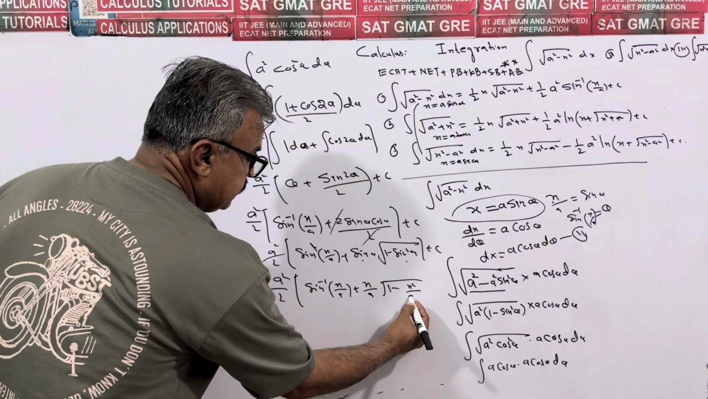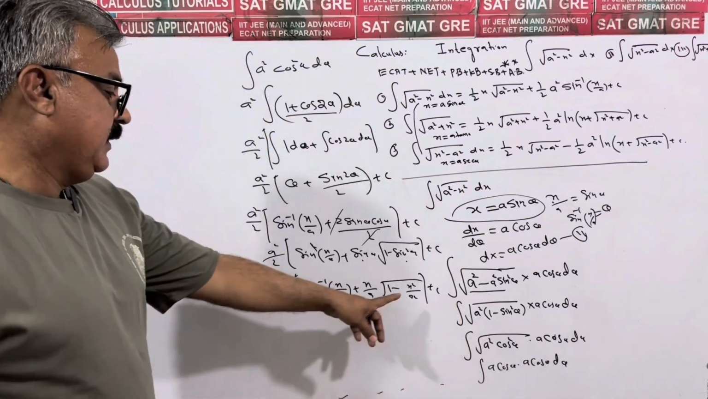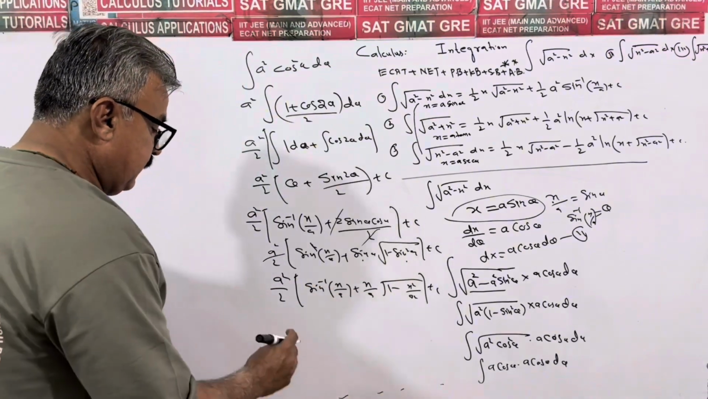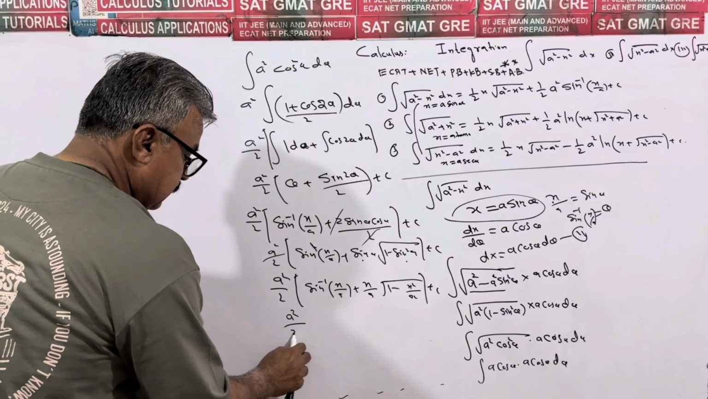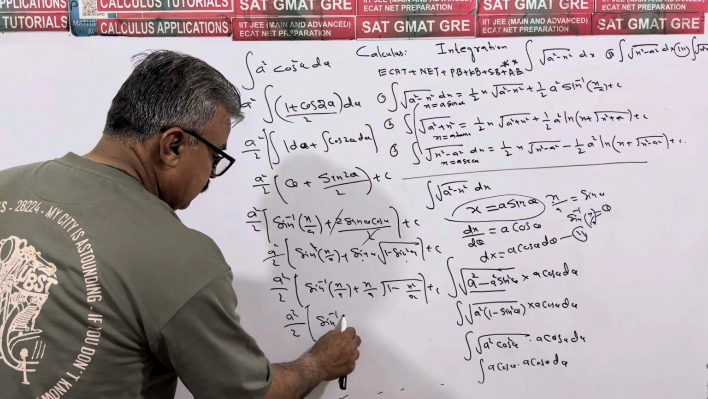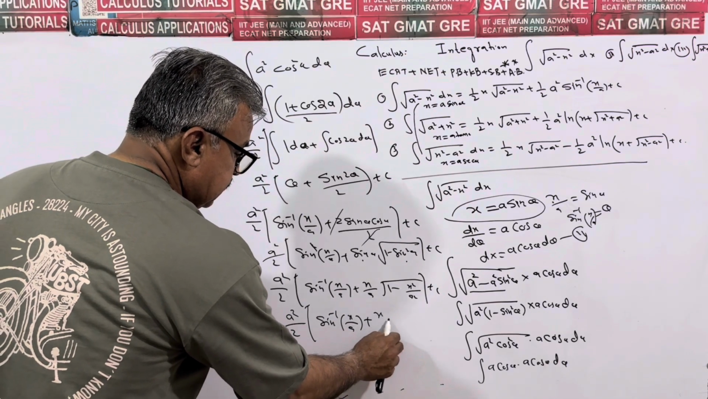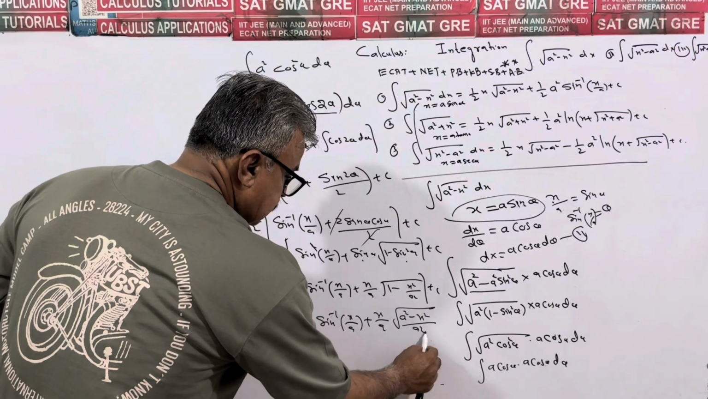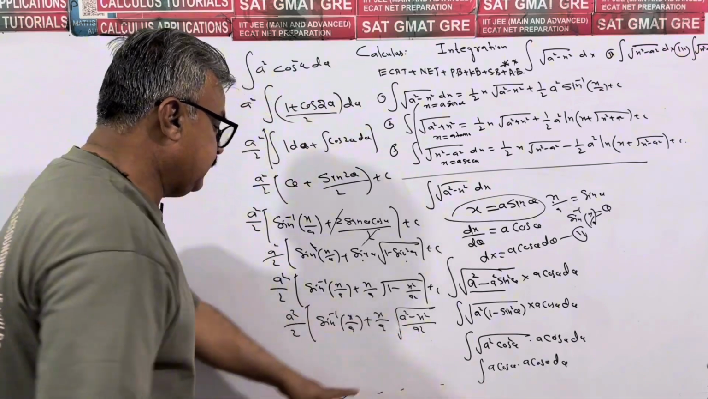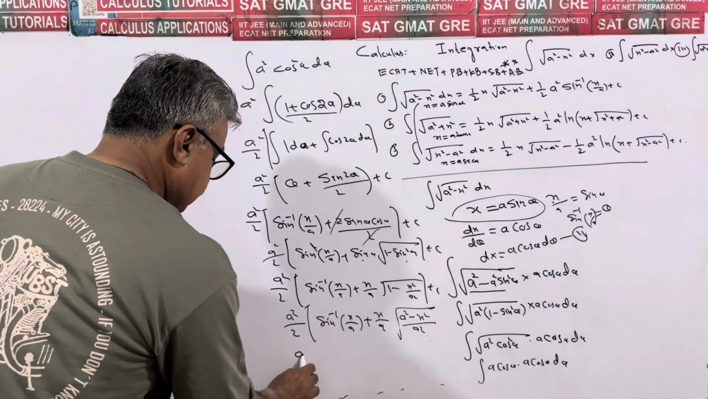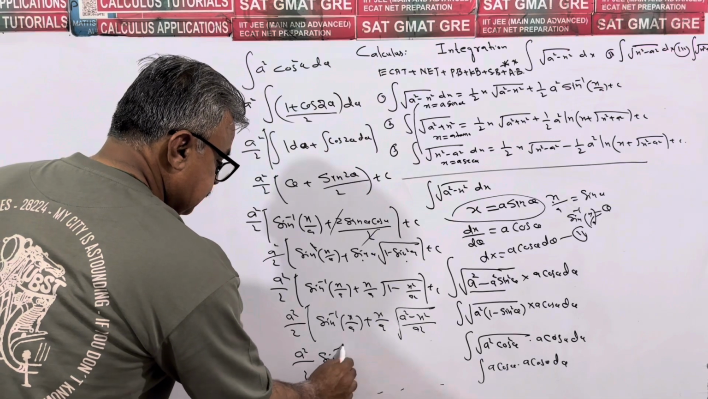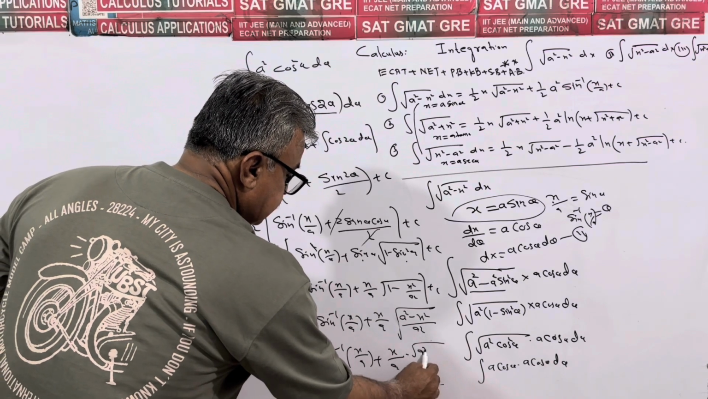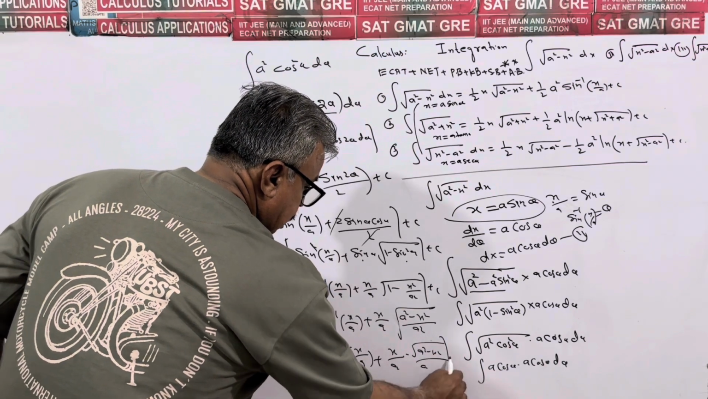x square over a square, plus c. Taking the LCM, it will become a square minus x square over a square, and the square root of a square is a. So a square over 2 sine inverse of x over a plus x over a times, after the LCM, we write a outside the root because a square is a perfect square, root of a square minus x square over a, plus c.